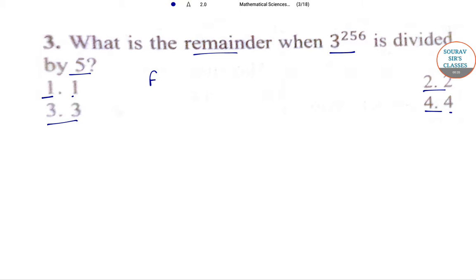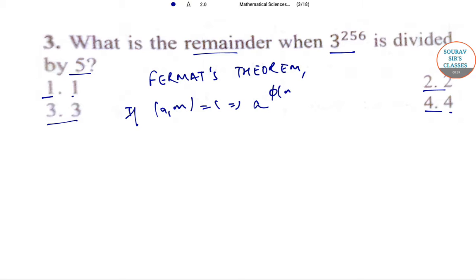Now, using Fermat's theorem, if gcd(a, m) is equal to 1, so a to the power φ(m) is equal to 1 mod m.